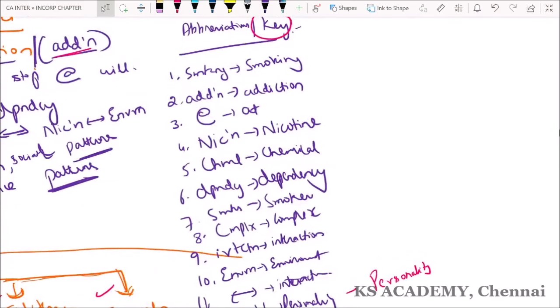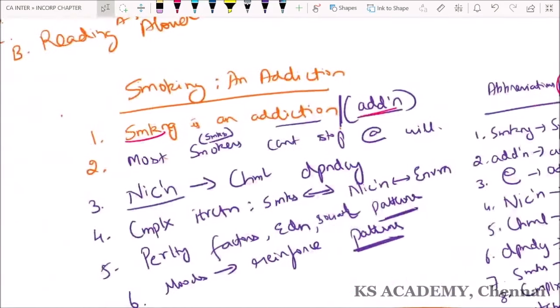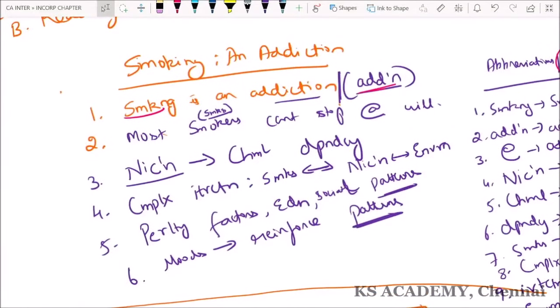Correct? So yes, copy down for the indication. I'll give you time. Please copy. Copy it down, guys. Yes, smoking and addiction. So I'm explaining this. Copy it, and then I'll show you the abbreviation also. Please copy. This is the indicative way of how it should be written.